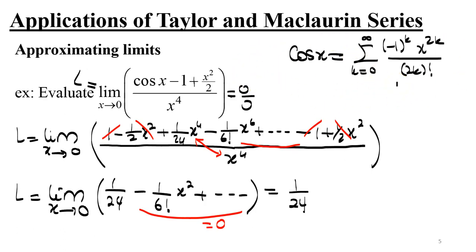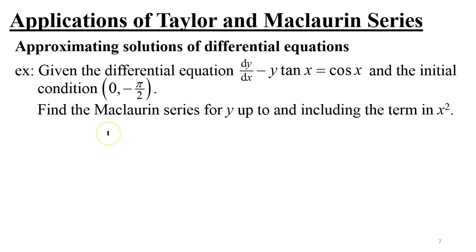corresponding to cosine x. Now, in this last part we will see how we could approximate solutions of differential equations using Taylor and Maclaurin series as well. So over here, I'm given the differential equation, which is dy over dx minus y tan x equals cosine x. And I do have the initial condition, which is 0, negative pi over 2.